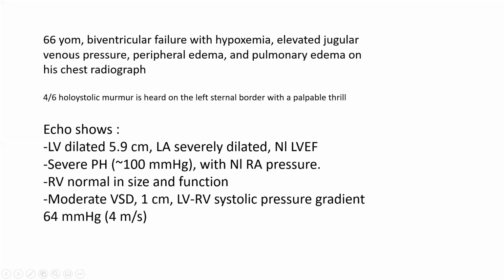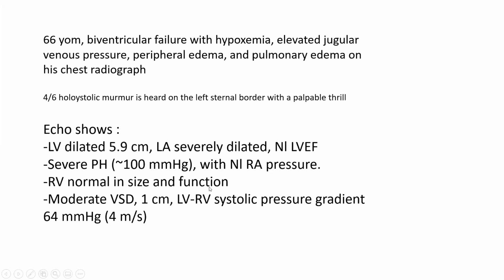So this is a 66-year-old man with a biventricular failure and hypoxemia, elevated JVP, peripheral edema, pulmonary edema. So he has biventricular failure clinically. He has a holosystolic murmur with a palpable thrill, very loud murmur on the left lower sternal border. The echo shows the following: dilated LV and dilated LA, normal EF, severe pulmonary hypertension, yet normal right atrial pressure. Right heart has not failed yet by echo, although clinically he seems to be in failure.